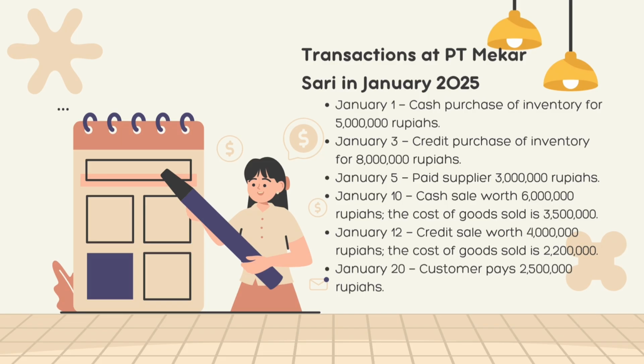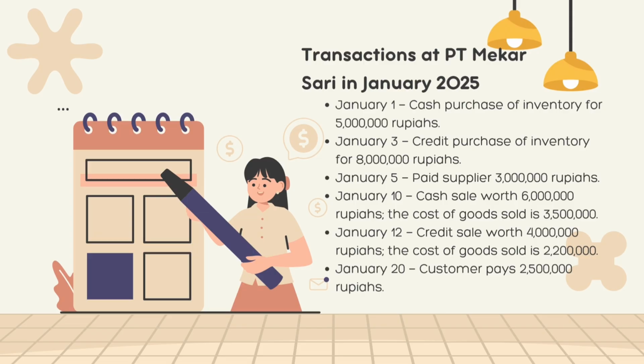PT Mekarsari in January 2025 had the following transactions. On January 1st, there was a cash purchase of inventory for 5 million rupiah. On January 3rd, an inventory purchase on credit for 8 million rupiah. On January 5th, a payment to a supplier for 3 million rupiah. On January 10th, cash sales of 6 million rupiah with a cost of goods sold of 3,500,000.